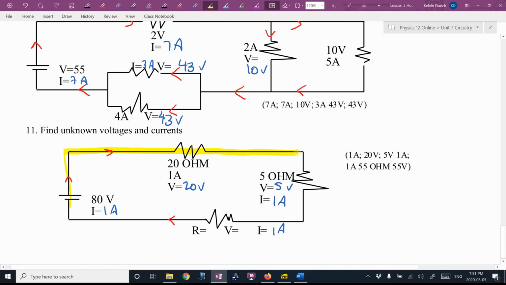I lose 20, leaving 60. I lose 5, leaving 55. You know what? This has got to be 55 volts. And since R equals V over I, because V equals I times R, you know what? This resistor is also 55 ohms. Has to be.